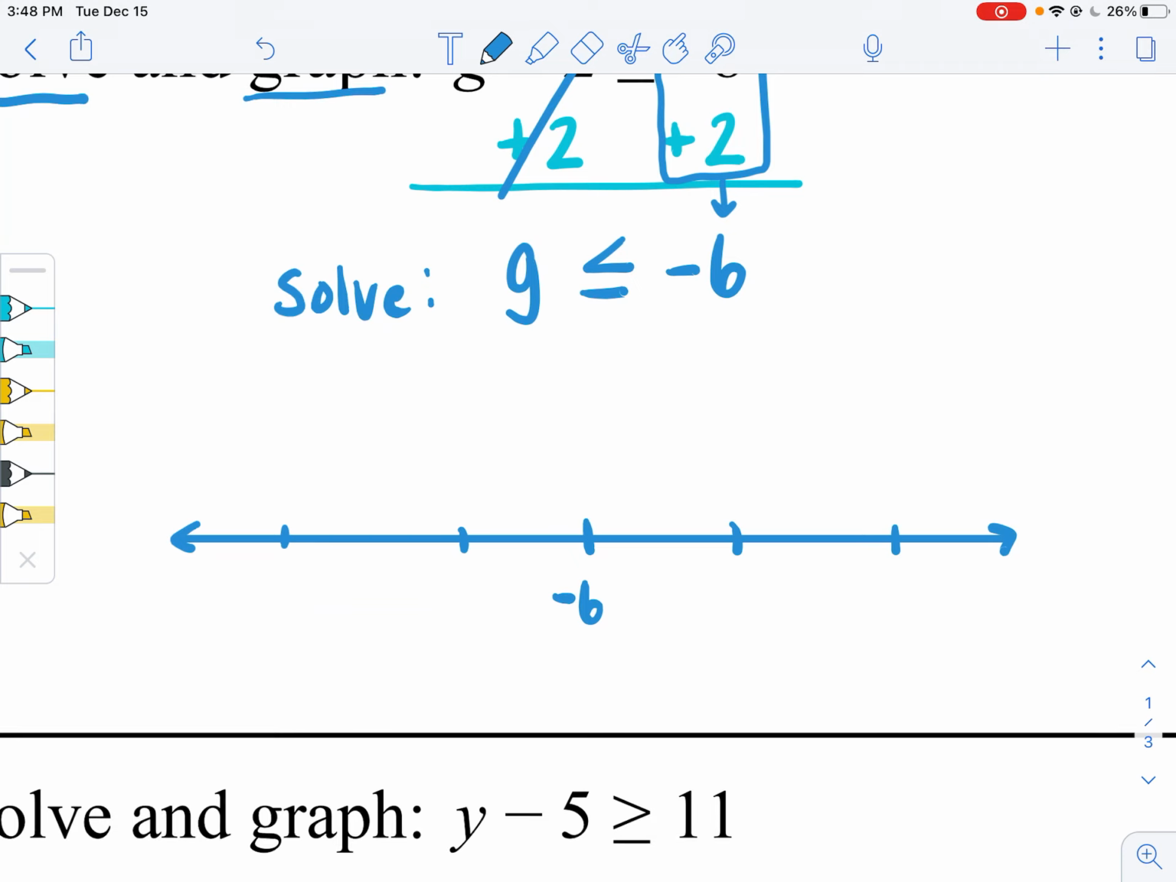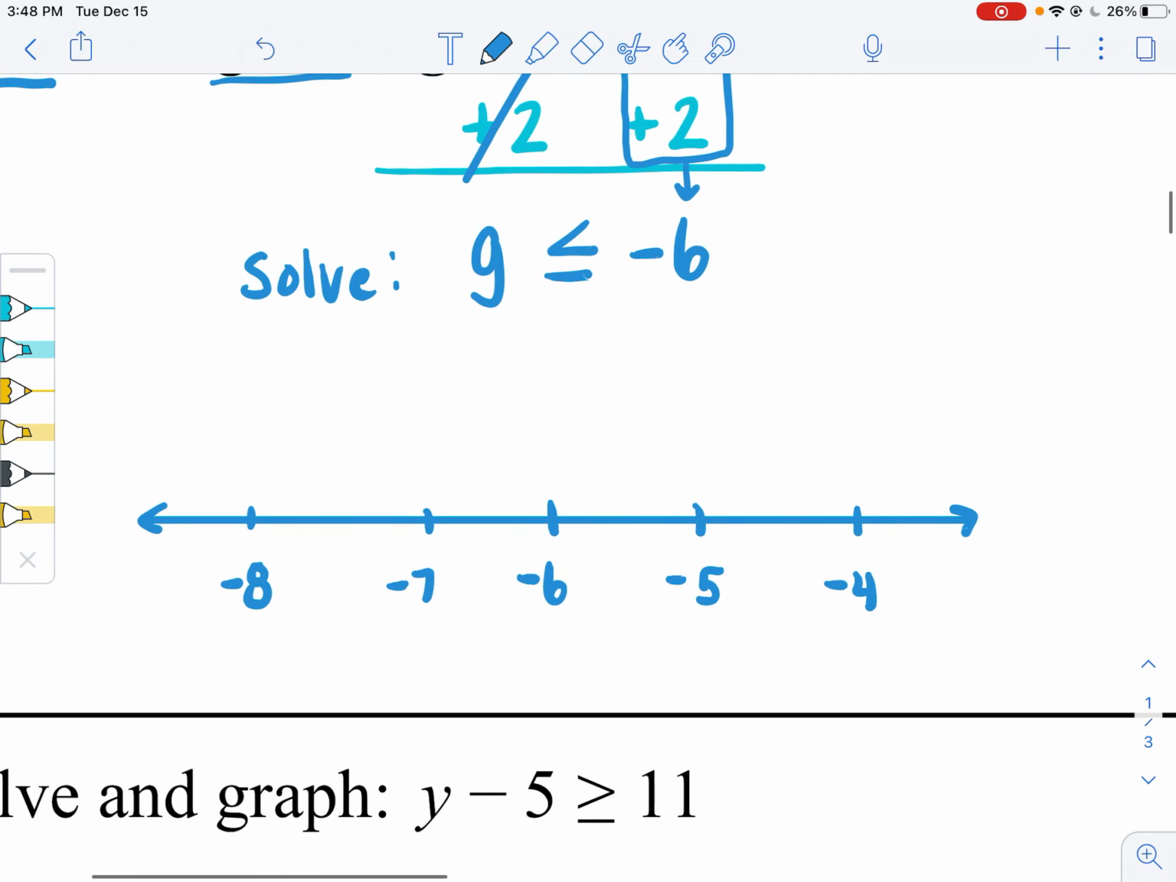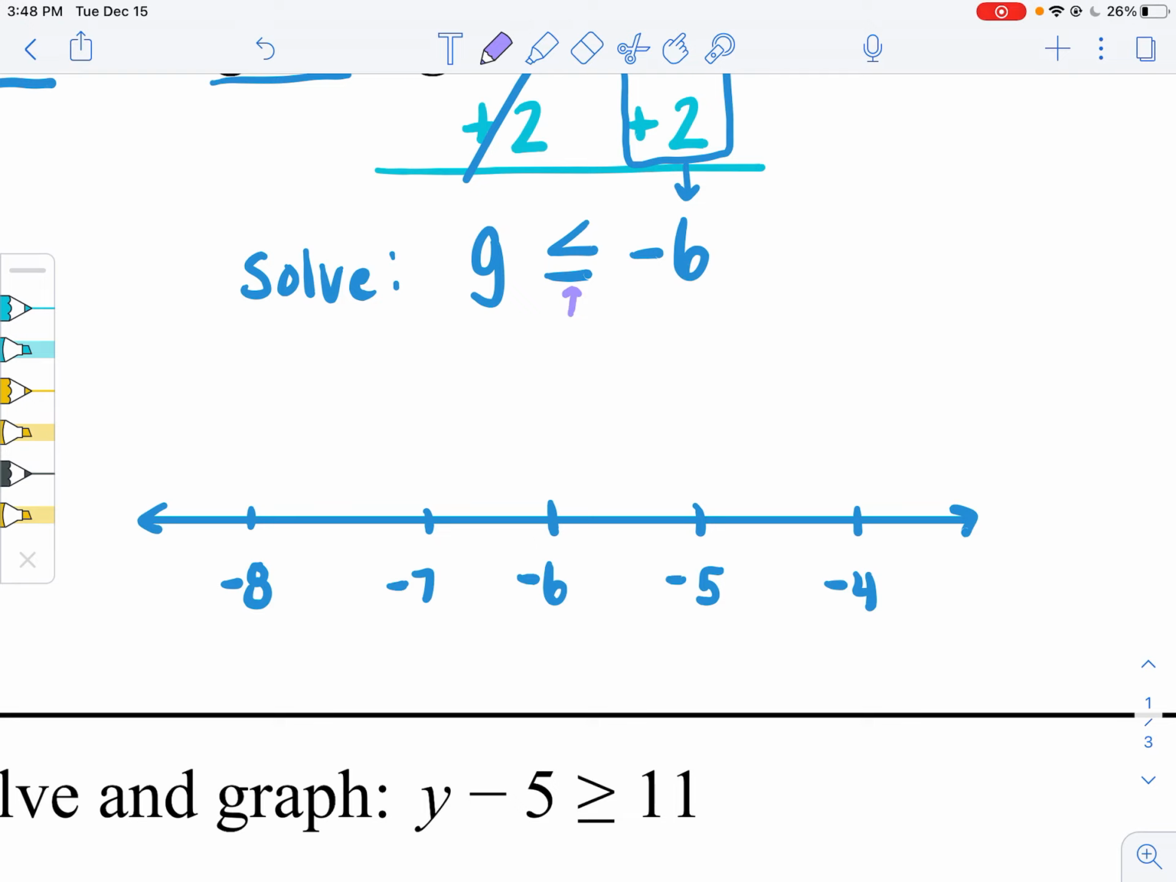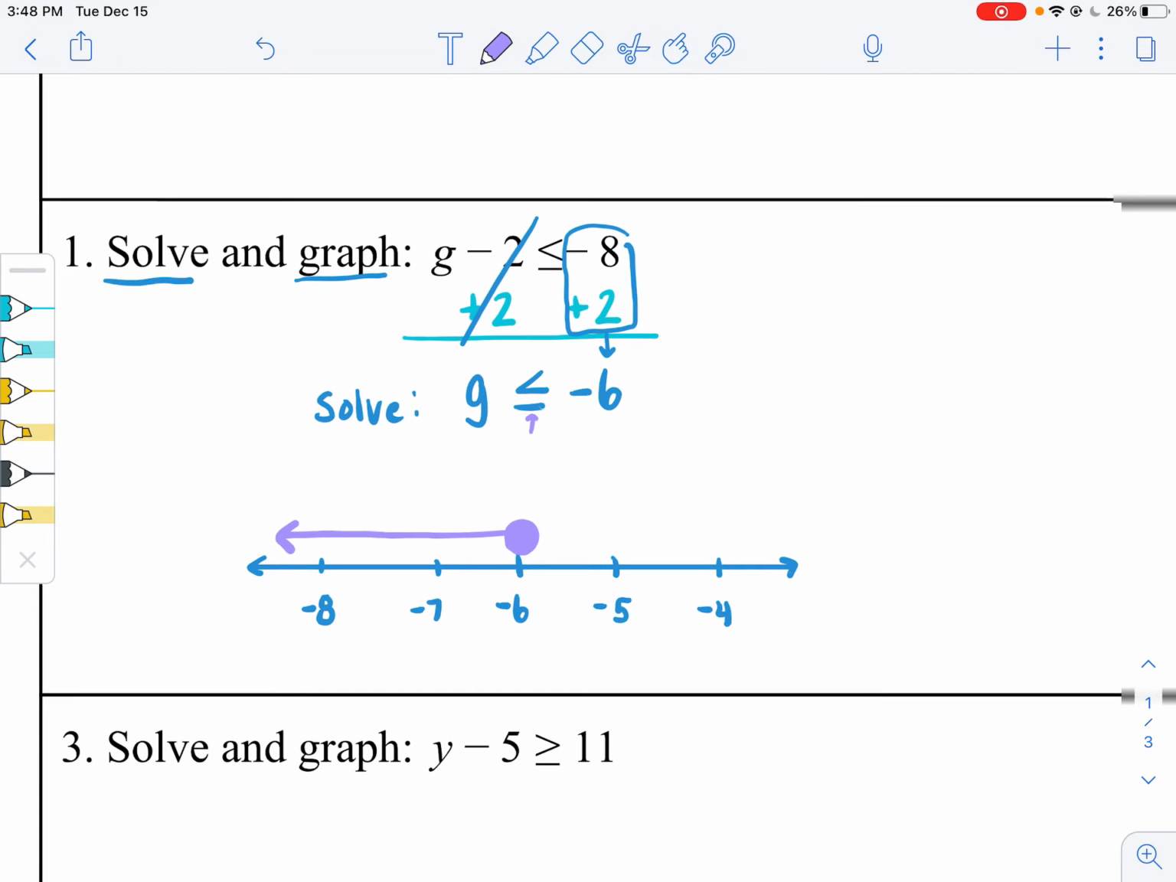The integer more than negative 6 is negative 7. Nope, just kidding. Negative 5 and then negative 4. A smaller integer from negative 6 is negative 7 and then negative 8. Remember, in the negatives, our numbers go in the opposite direction. Then we look at our symbol here. Our symbol has or equal to, meaning g is allowed to be negative 6. So I'm going to put a closed circle on negative 6. And since it is less than, I'm going to go to the left. Okay?